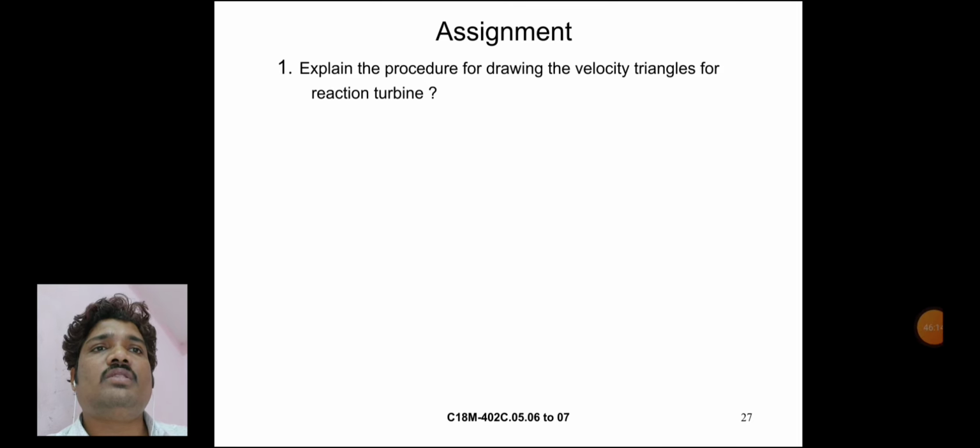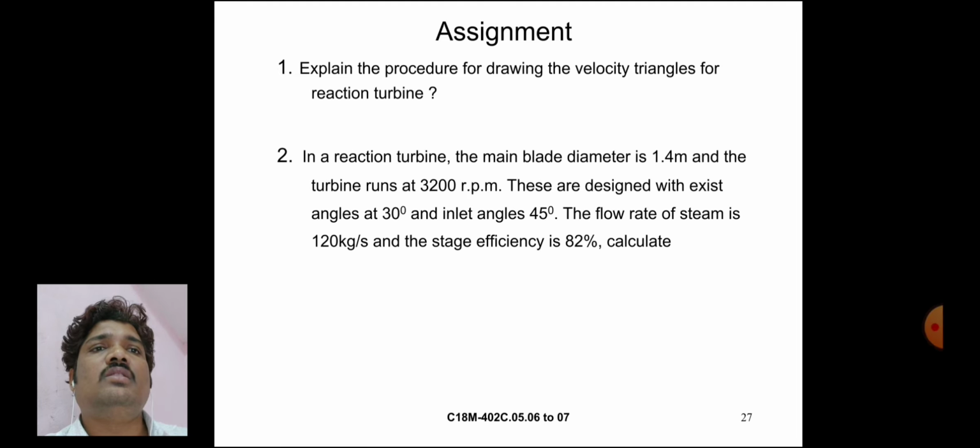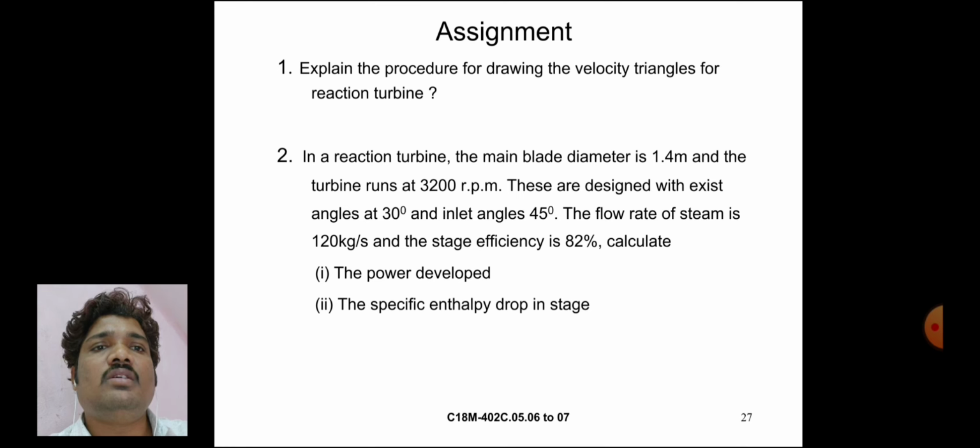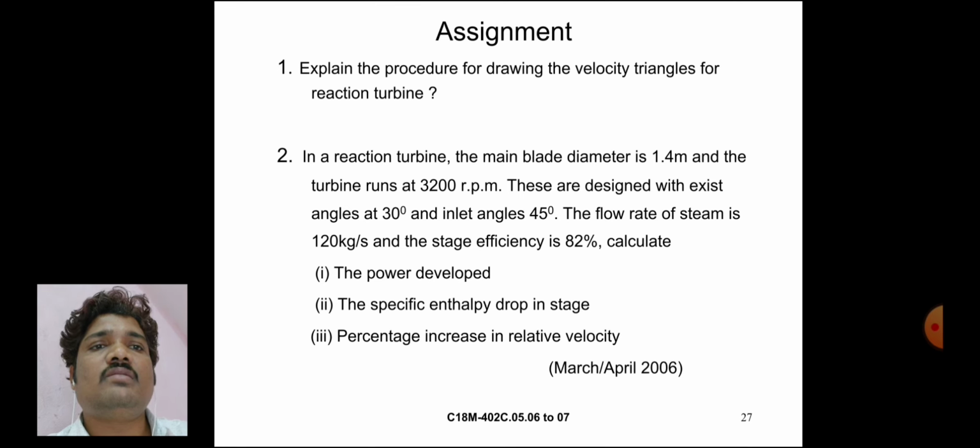Assignment: explain the procedure for drawing the velocity triangle for a reaction turbine. Second, in a reaction turbine, the mean blade diameter is 1.4 meter and the turbine runs at 3000 rpm. It is designed with exit angle 30 degrees and inlet angle 45 degrees. The flow rate of steam is 120 kg per second and the stage efficiency is 82%. Calculate the power developed, the specific enthalpy drop in the stage, and the percentage increase in relative velocity.